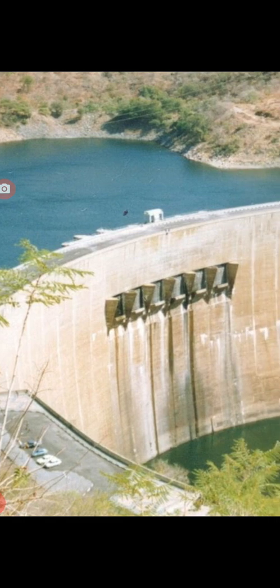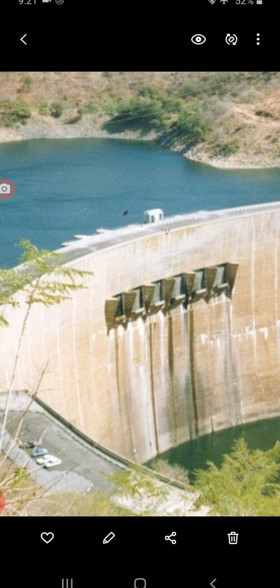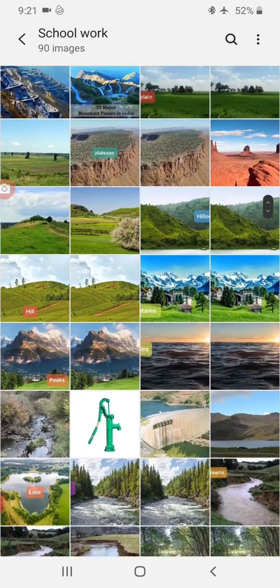Then it is useful for the people. Now for example, if there is no rainfall, then people can also use that water for their daily needs. Then industrial use. If there is less water, then industry people are also using this water. Okay children. Now next point.